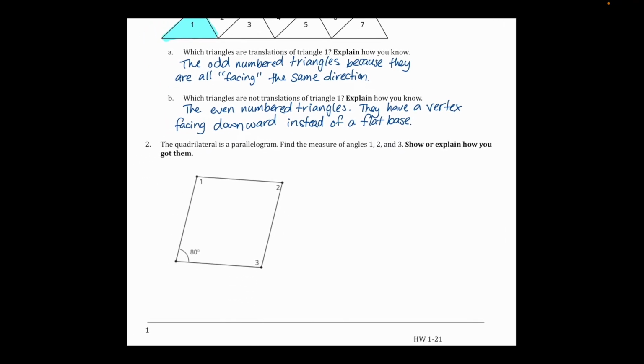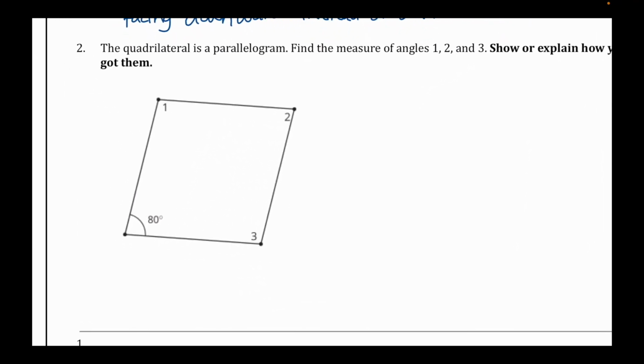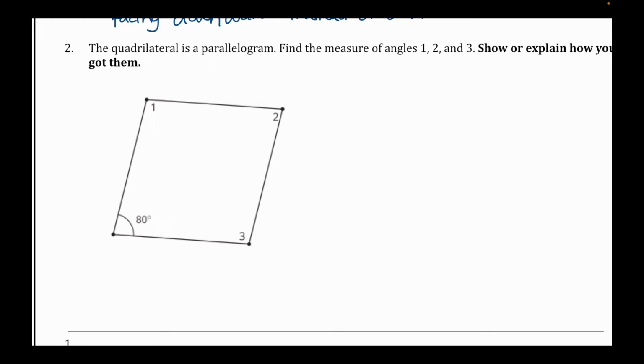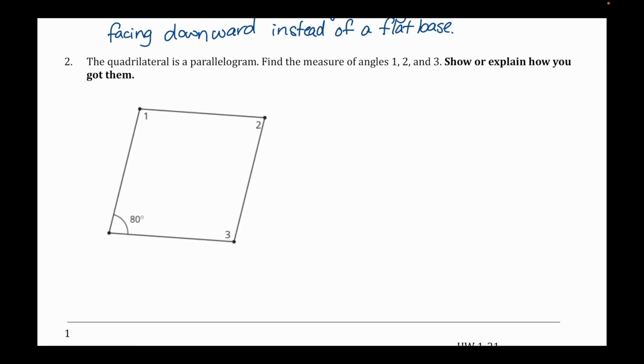Okay. So for question 2, we have this quadrilateral is a parallelogram, and they're asking us to find the measures of angles 1, 2, and 3 and show or explain how we got them.